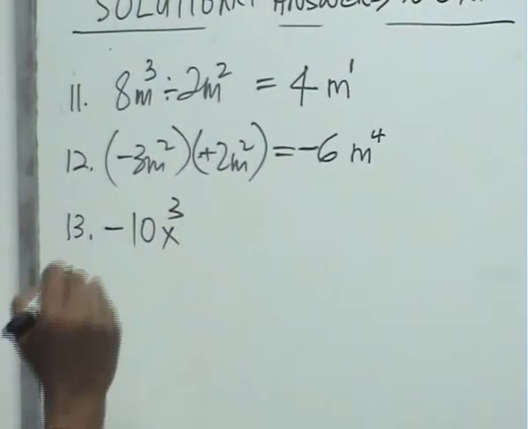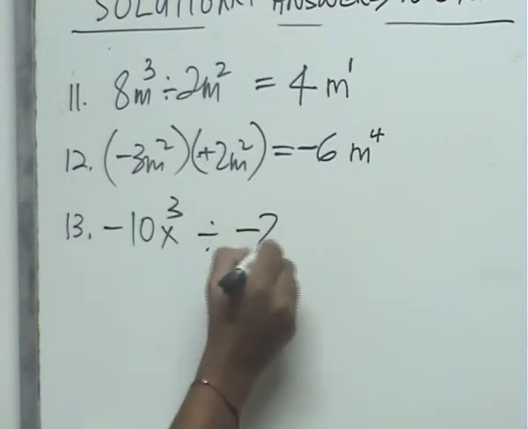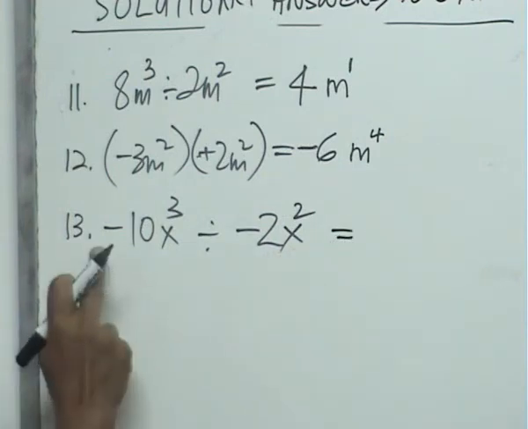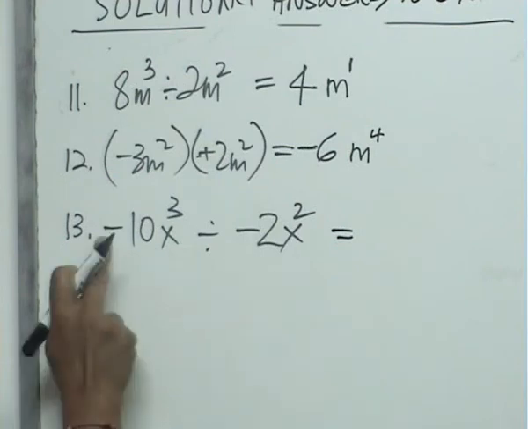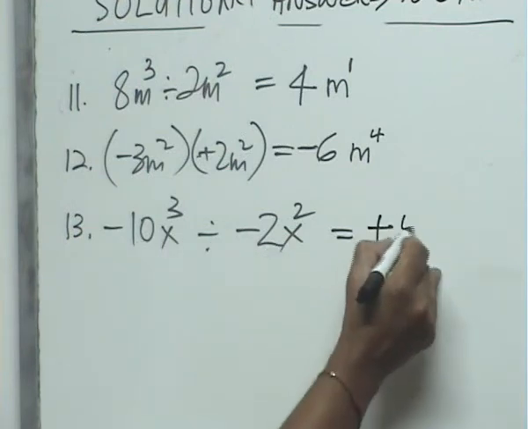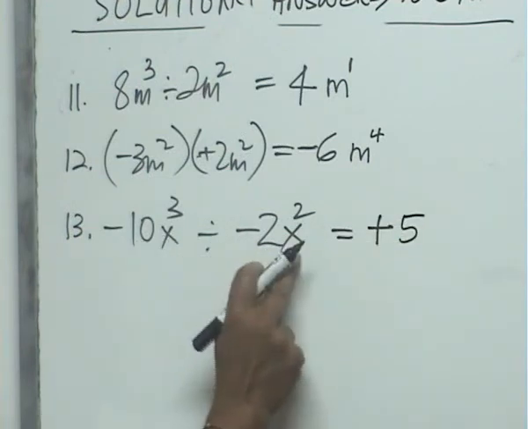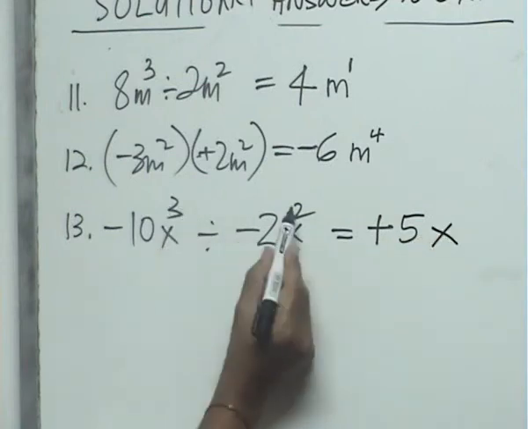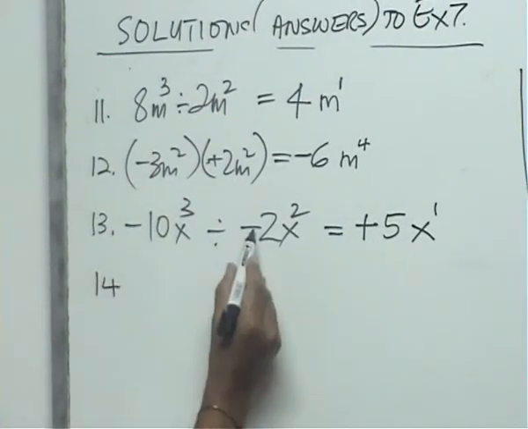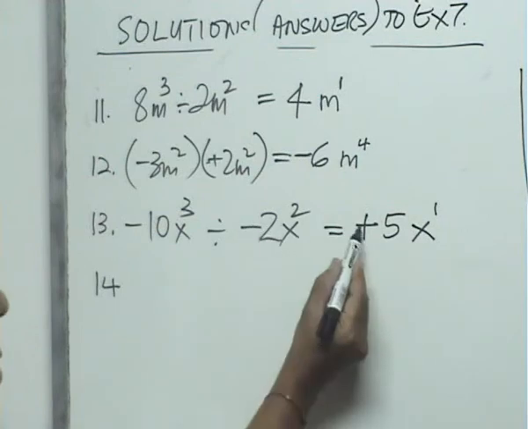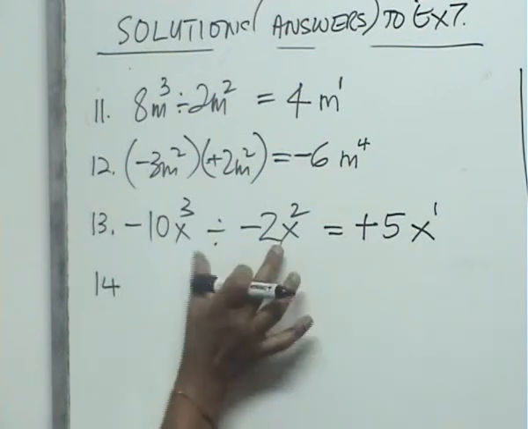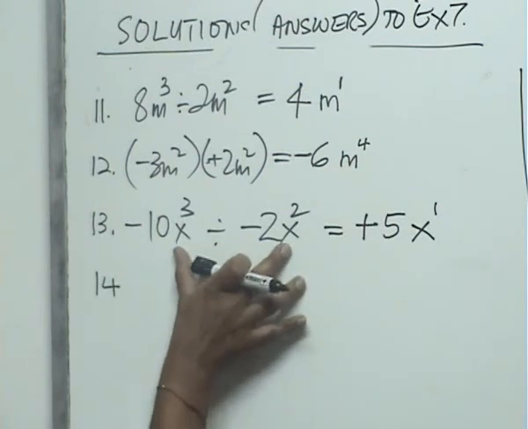Number 13. Minus 10x cubed divided by minus 2x squared. Right, we're dividing. So we've got numbers. Minus 10 divided by minus 2. A minus divided by minus gives you a plus. 10 divided by 2 gives you 5. x cubed, x squared, write down x. 3 minus 2 gives you 1. So now what's happening? We are applying integer rules for the signs. Minus divided by minus is plus. 10 divided by 2 is 5. So here we're using integer rules. Then on this 2, we're using power rules.